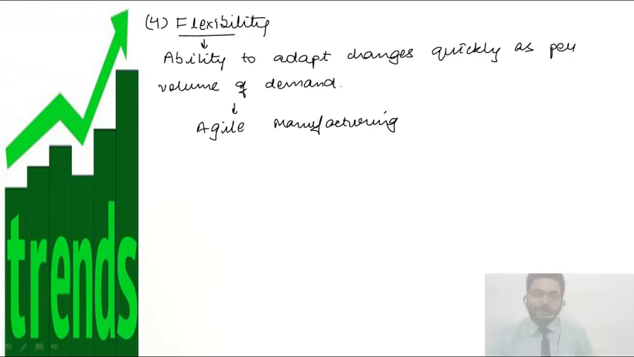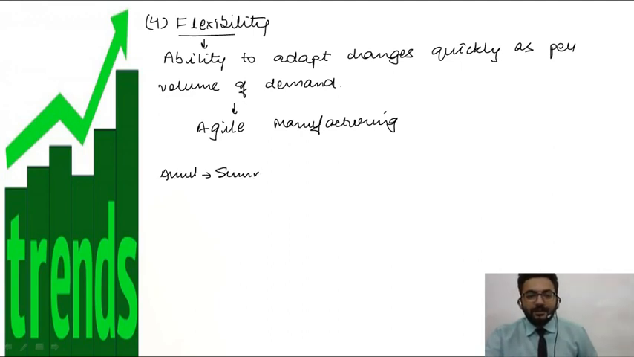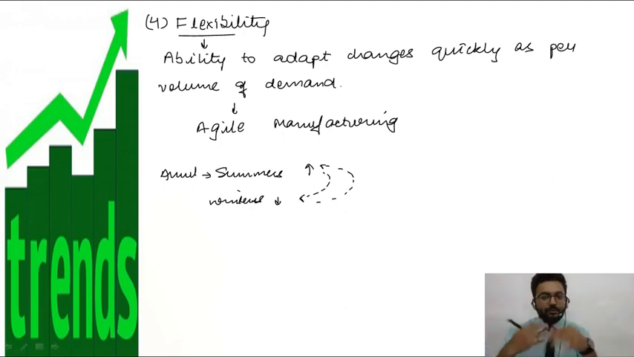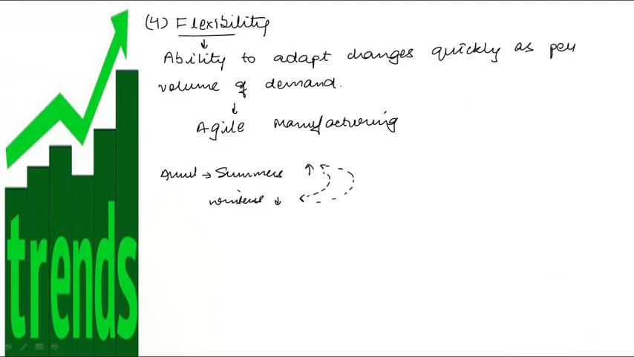So as I told you guys, when it comes to Amul, in summers they face huge demand, and when it comes to winters, they face very low demand. So how are they going to adapt towards the low demand and towards the high demand? How will you adapt? How are you going to deal with those things? This is all about flexibility. This is one of the recent trends in business these days.